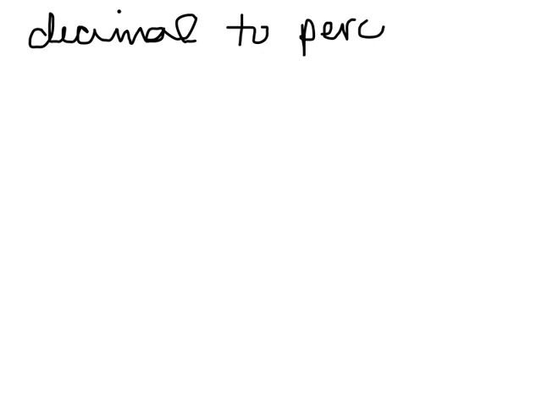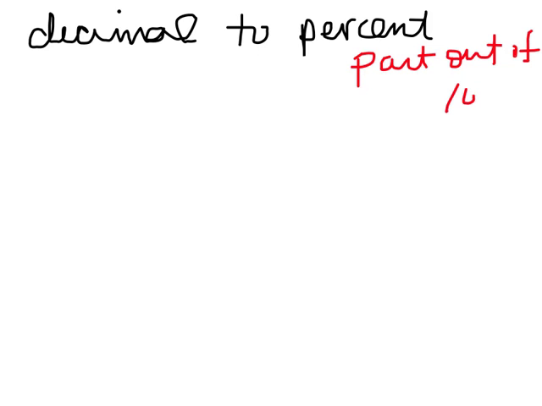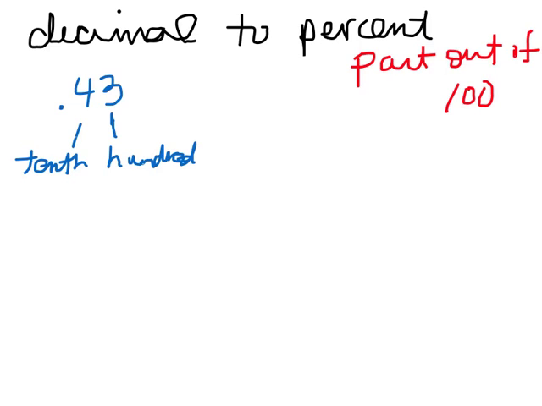Let's say I want to change a decimal to a percent. It helps to know, what does percent mean? Percent means part out of 100. So if you want to think about that, you would take your decimal. Let's say we start with 0.43, and I want to change it to a percent. Wouldn't I say this is 43 hundredths? Because remember, this is the tenths place, and this is the hundredths place.